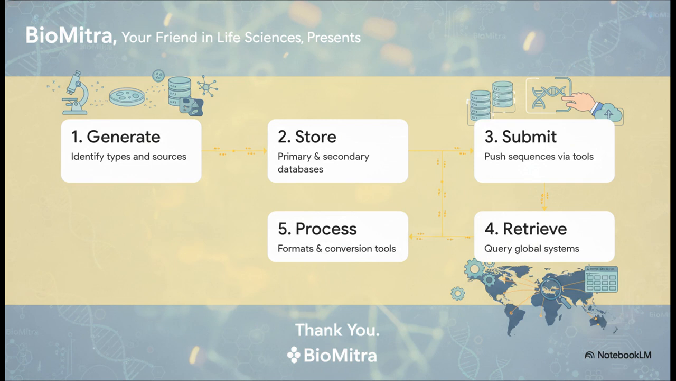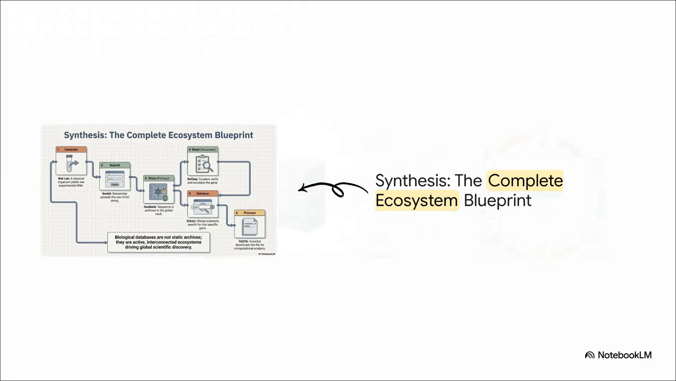Step 1, generate, identifying the types and sources of your biological data. Step 2, store, understanding how it lives in primary, secondary, or composite databases. Step 3, submit, physically pushing sequences using tools like Sequin or Bankit. Step 4, retrieve, querying systems globally via Entrez or SRS. And finally, Step 5, process, utilizing those formats and conversion tools to get the data completely ready for your final analysis.